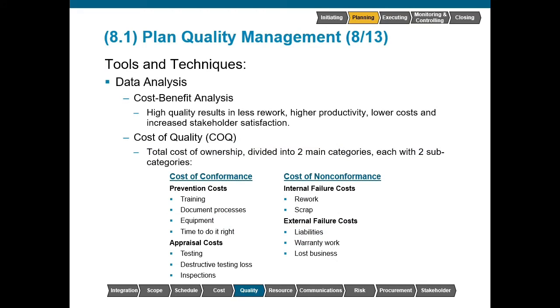The cost of quality is a very important concept that you will likely see on your exam. A cost-benefit analysis is very important to show stakeholders exactly how much they're going to benefit from paying for these quality activities. This is kind of like getting an oil change in your car. It is a very thankless task.